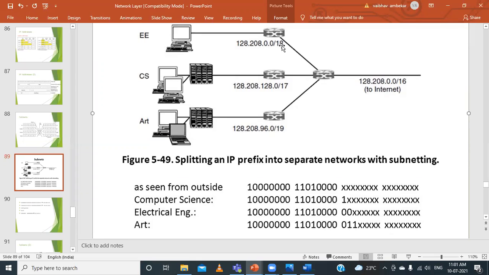So this means that any system that belongs to the CS department, what should its IP address be? Its IP address should be like this: 128.208.128. And if any IP address belongs to the arts department, its IP address should be 128.208.96 and so on. So here /17 indicates that the starting 17 bits are common, and for the arts department the starting 19 bits are common. For the electrical department, the starting 18 bits are common.